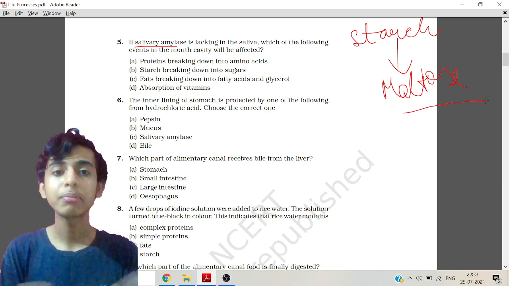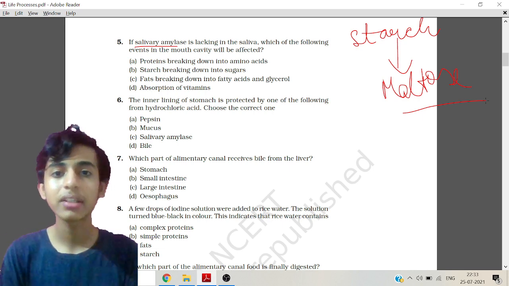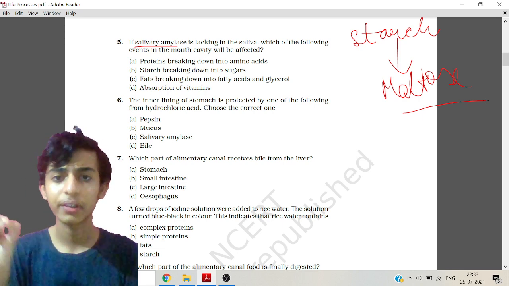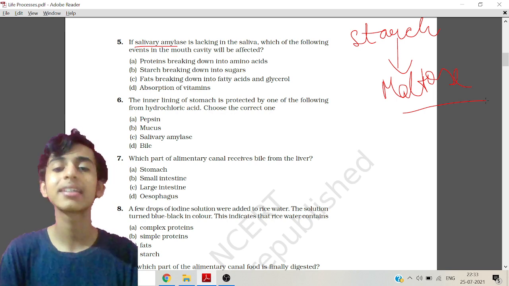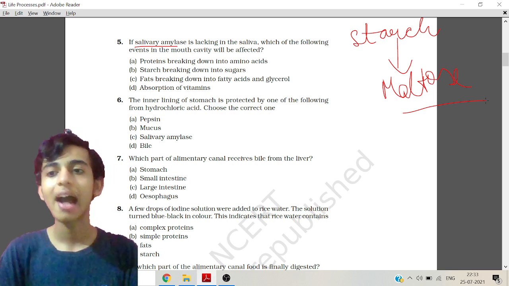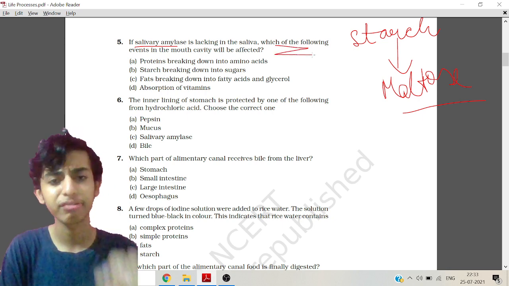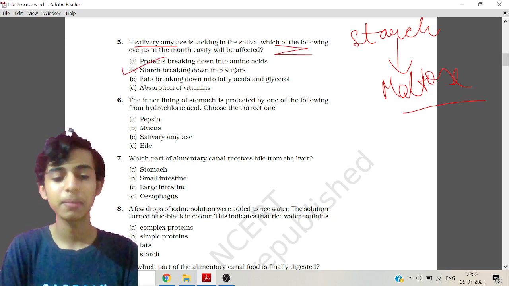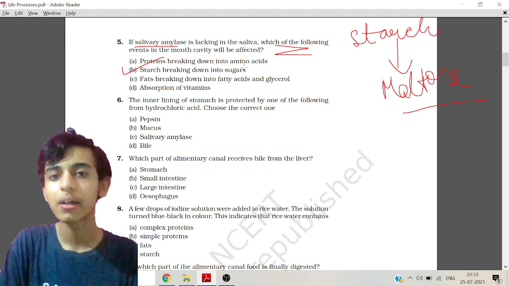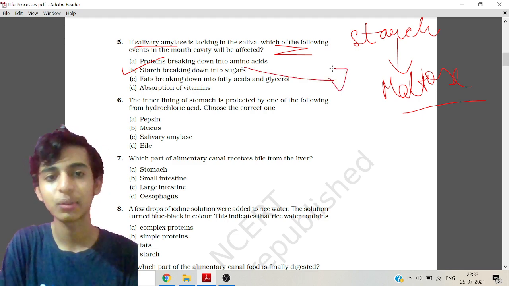Number one, I'm just reading the options: proteins breaking down into amino acids, starch breaking down into sugars, fats breaking down into fatty acids and glycerol, absorption of vitamins. I have already told you the answer. Which of the following events will be hampered or affected? Definitely B, starch breaking down into sugars, and that sugar is maltose. That also I have told you.